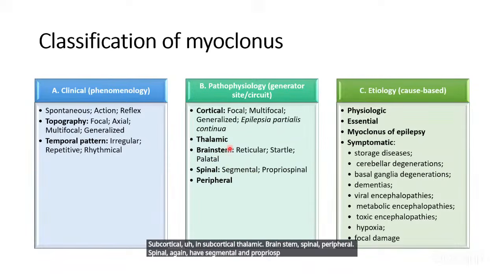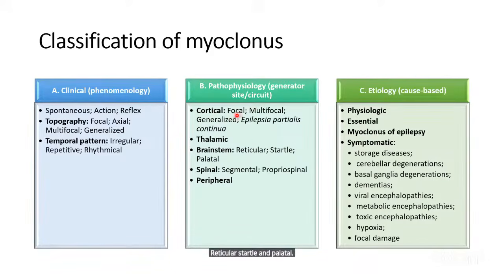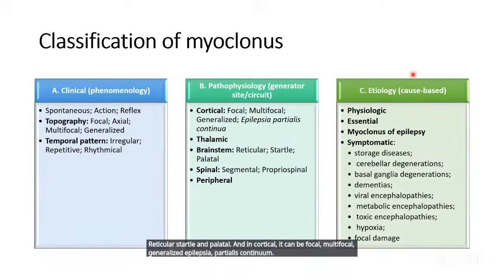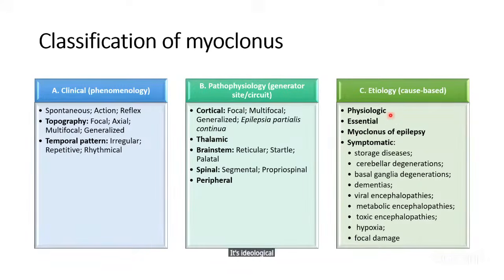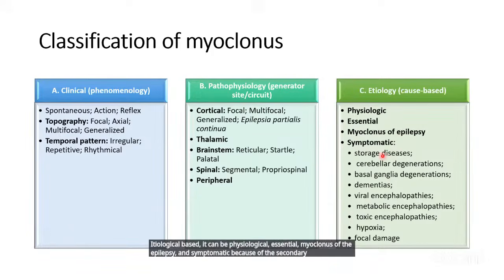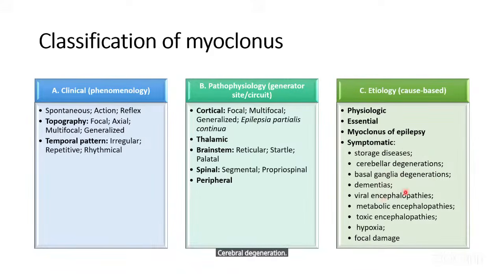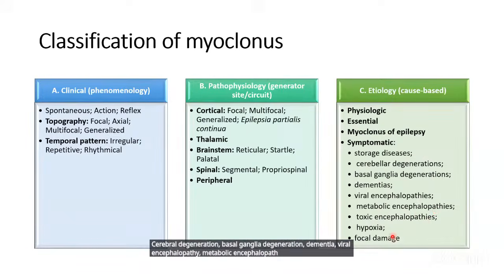In brainstem, we have again reticular, startle, and palatal. And in cortical, it can be focal, multifocal, generalized, or epilepsia partialis continua. Etiologically, it can be physiological, essential, myoclonus of epilepsy, and symptomatic because of secondary causes such as storage diseases, cerebellar degeneration, basal ganglia degeneration, dementia, viral encephalopathy, metabolic encephalopathy, toxic encephalopathy, hypoxia, and focal damage.